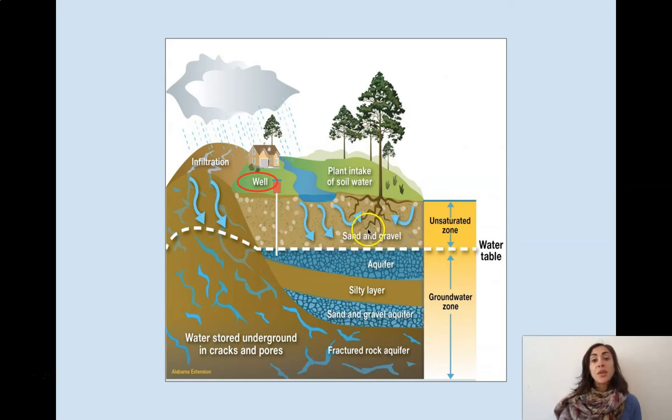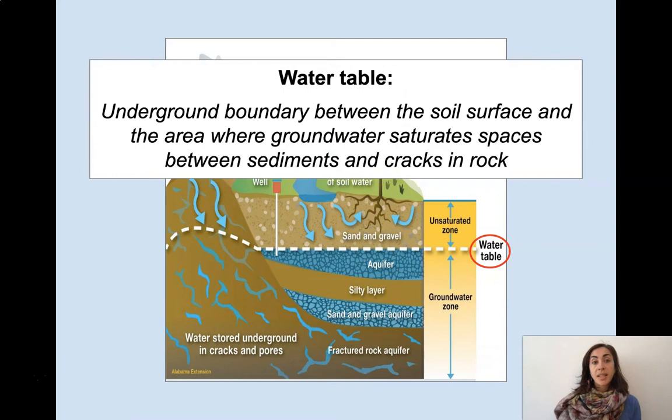So it's basically to know how much water there is underground available to the plants in the bosque. Now, here we also see the aquifer under the water table, which is the space, that body of rock or sediment that collects the water. And here we have the water table, and the water table is understood as this underground boundary between the soil surface and the area where the groundwater saturates the spaces between the sediments and cracks in rock.